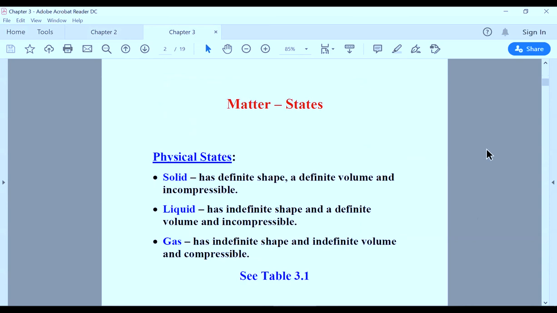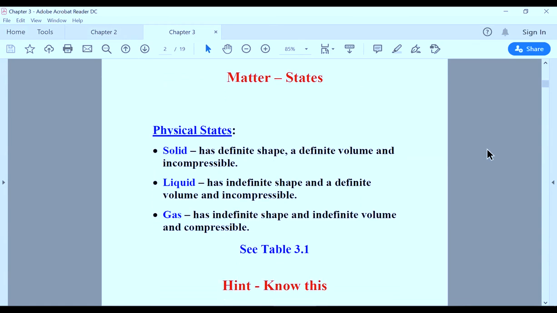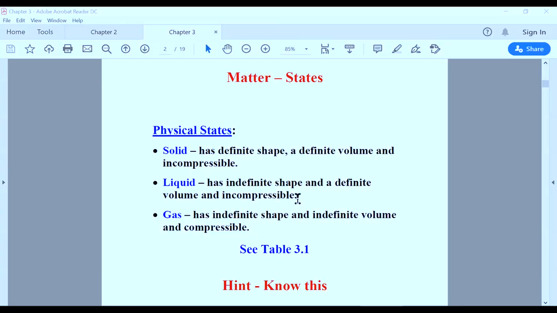Now, matter has certain states. And it's time to find out once again, Dr. White can be subtle. See at the bottom, hint, know this. There are three states of matter. The first one is a solid. And a solid, you should know this definition. Hint, ooh, you got everybody's attention. Know this. See how subtle I can be? I can be goofy too. A solid has definite shape and definite volume. And you don't have to worry about incompressible. I should have deleted that.